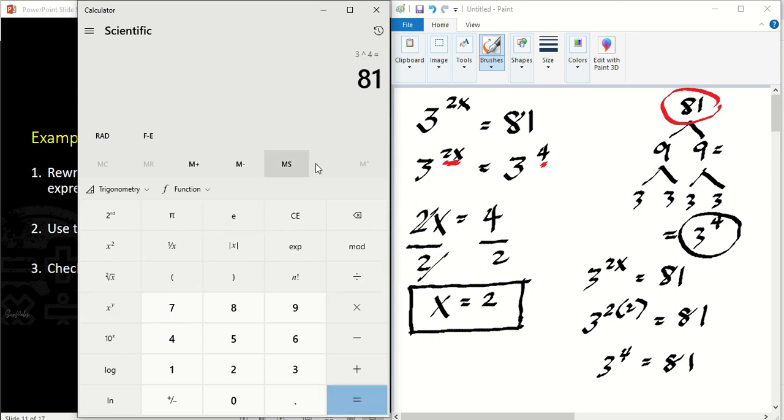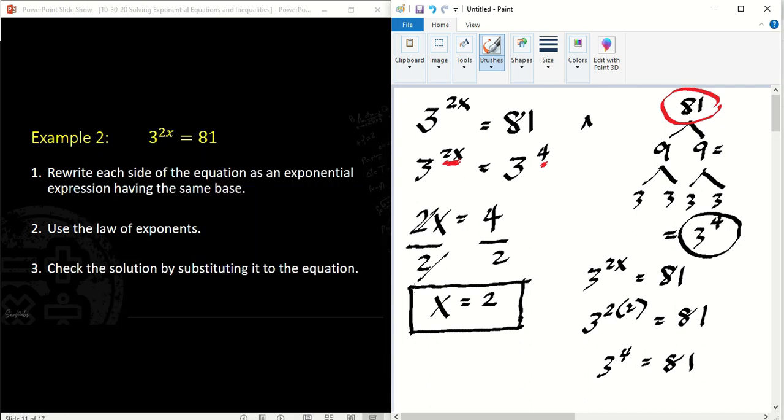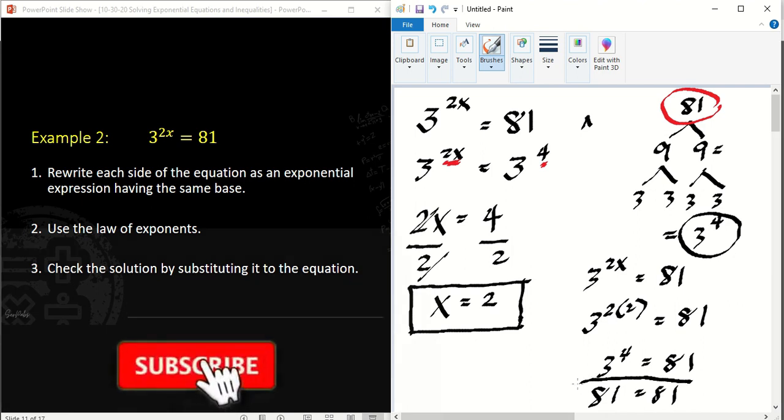Pag scientific calculator, ang exponent nyo, hanapin nyo yung symbol na ganito sa scientific calculator. So, it indicates exponent. Okay, so 81. So, 3 to the 4th power is equal to 81. So, tapusin natin to. So, we have 81 is equal to 81. Okay, so magkamukha. So, therefore, tama yung sagot.